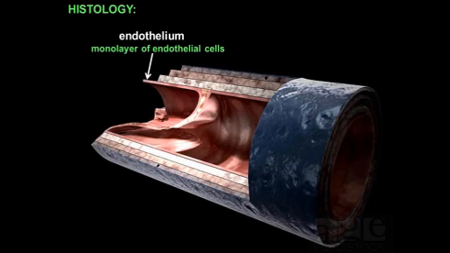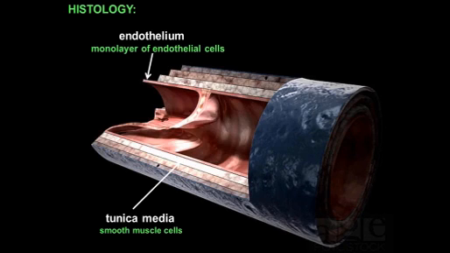Now, in order to look at the histology, we need to just refresh ourselves on the anatomy and structure of the vein wall. Here in the center, we see the lining of endothelium. This is a 1-cell layer thick of endothelial cells, and it is the endothelial cells that produce anticoagulant to keep the blood liquid.